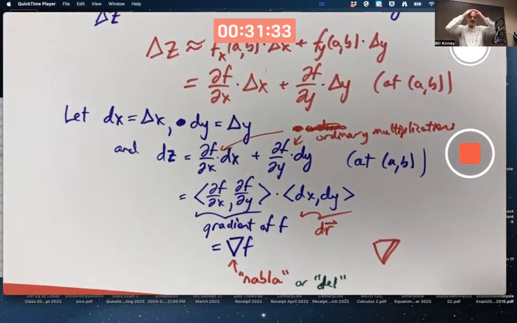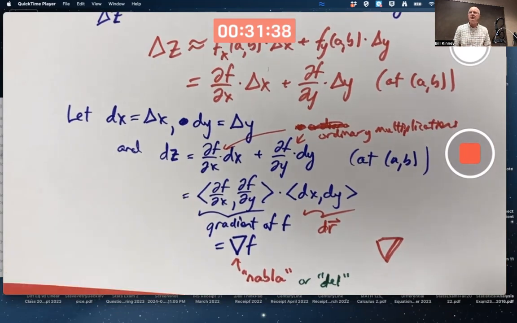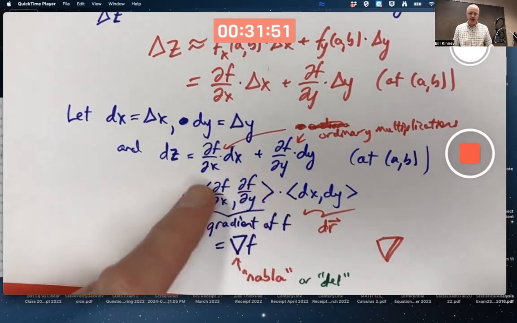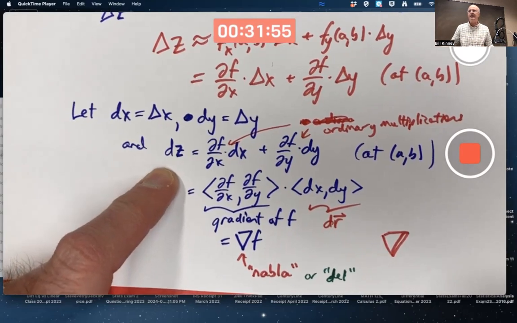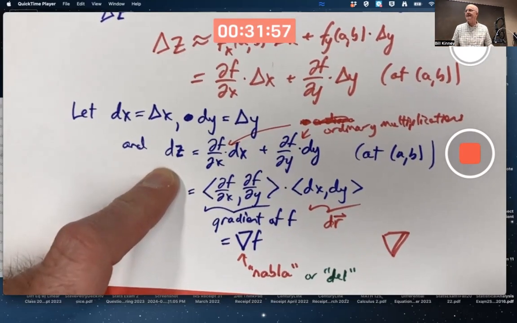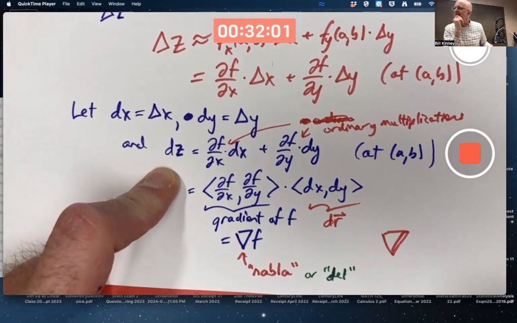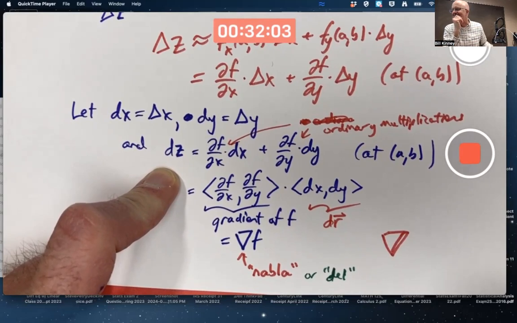So what's going on here? Effectively, we're creating a new function with these new variables. Dx and dy are new variables, just new names for new variables. And using these partial derivatives, we are creating really a linear function whose dependent variable we're calling dz. Is that what we're really doing? Yeah, you could say so.